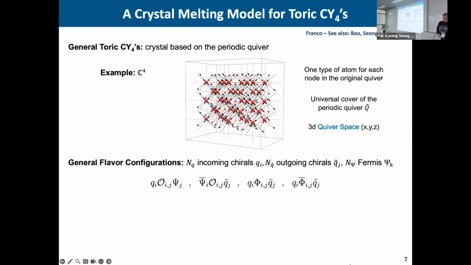I will also consider general toric Calabi-Yau 4-folds, which is, if you give me another Calabi-Yau 4-fold, you have to consider the corresponding periodic quiver. It's a problem that we already solved over many years by working on the brane brick models. And on top of that, I will consider general flavor configurations, or general framing flavor configurations, either because they're coming from some specific branes that you want to consider.